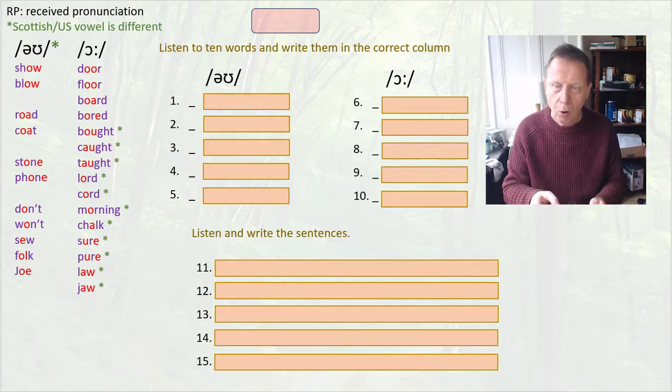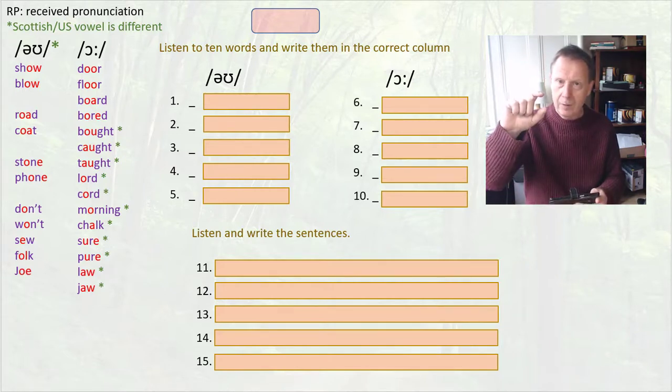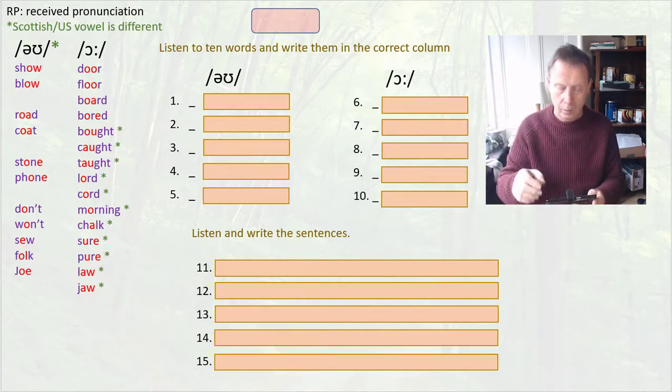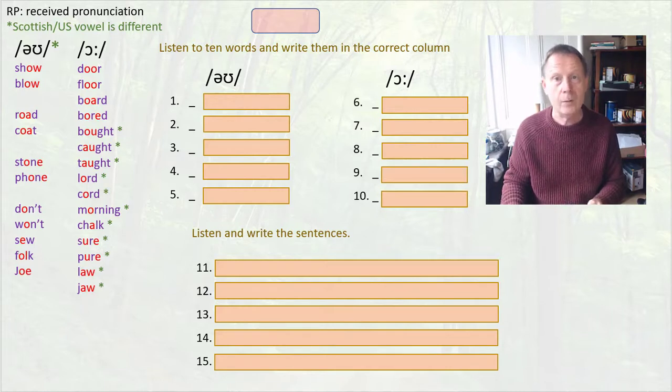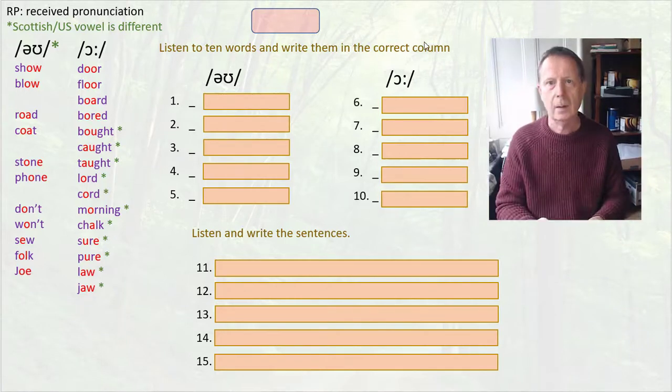Number 8, tore, tore. Now that's the past tense of to tear. Number 9, snore, snore. Number 10, cork, cork. Now that's the piece of material that you find in the top of a wine bottle, for example. Cork, cork. So there you have 1 to 10 individual words. So now let's move on to 11 to 15 and listen to sentences.